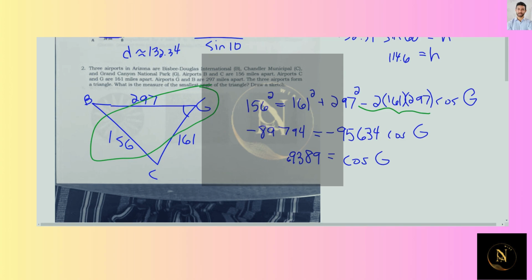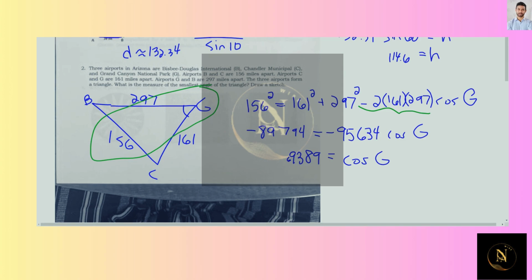Subtract the 161 squared and subtract the 297 squared, that'll give you negative 89,794, and that'd be equal to, I'll go ahead and multiply the negative 2 times 161 times 297, which is negative 95,634, times the cosine of angle G. Divide both sides by negative 95,634 and you get just cosine G, and that number to 4 decimal places is 0.9389.